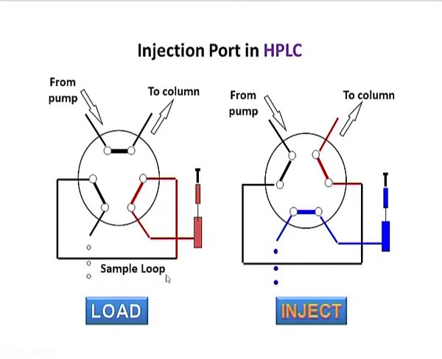So, after the injection is made, this port is twisted by 30 degrees and we say it has been put in the inject mode. What happens in the inject mode is that the flow tends to bypass this injection port, whereas this injection loop becomes a part of the main system. So now whatever is coming from the pump takes the solute in that loop and it is taken to the column. So, that is about the injection port in HPLC.